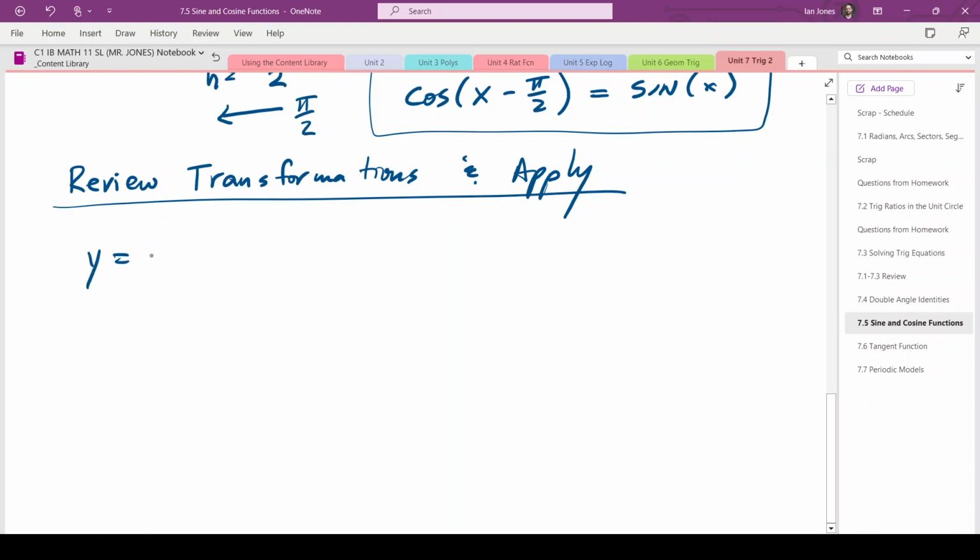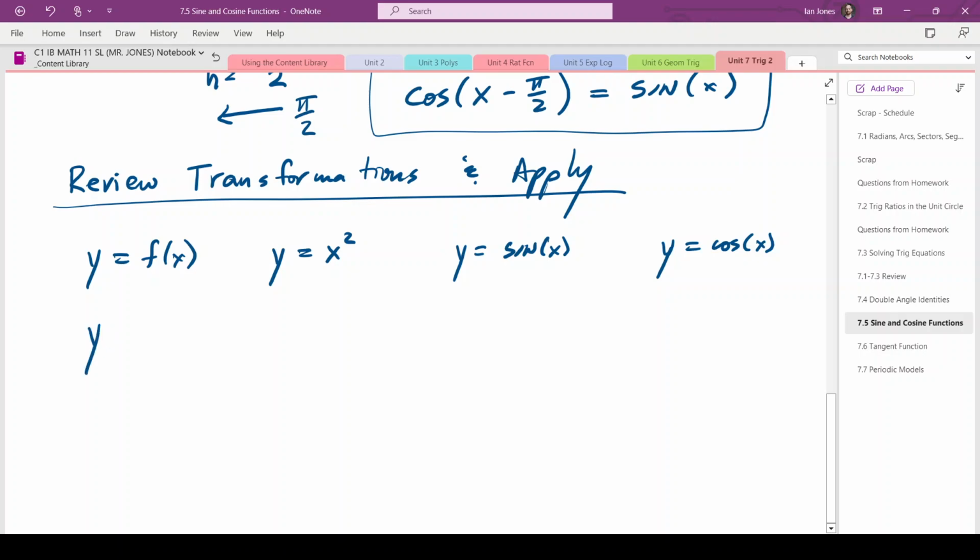Suppose we have y equals f of x. That f of x could be anything. So it could be, for example, x squared. It could be, for example, sine of x. It could be, for example, cosine of x. Okay, so I have three examples here: x squared, sine of x, and cosine of x. And I have just the generic form here. Let's look at a first.